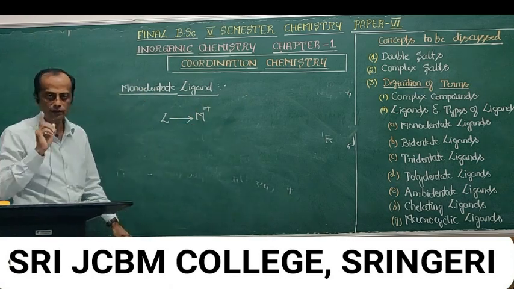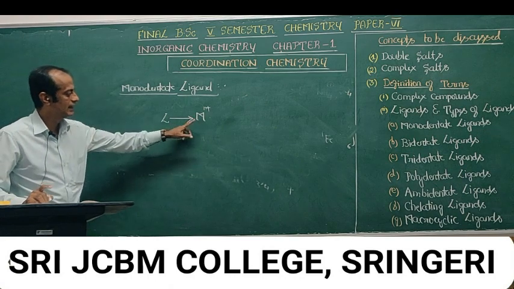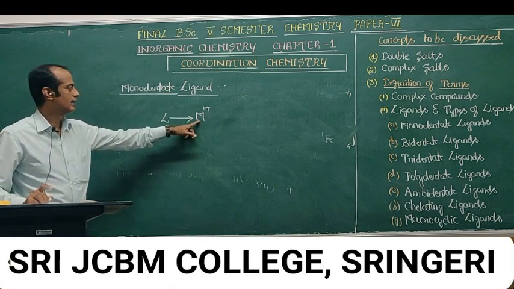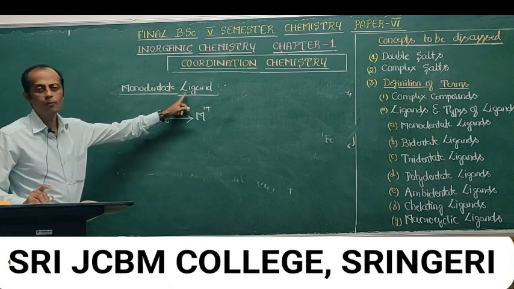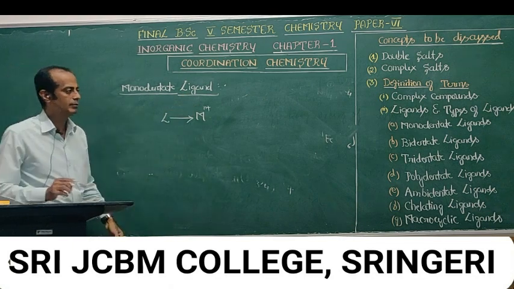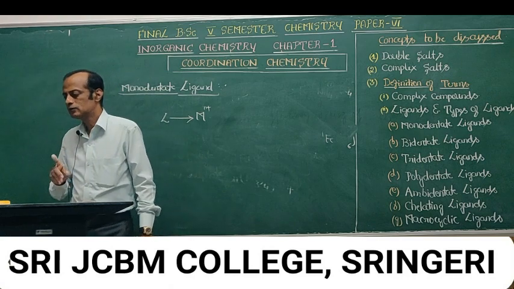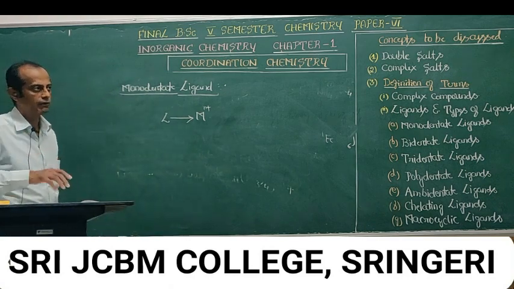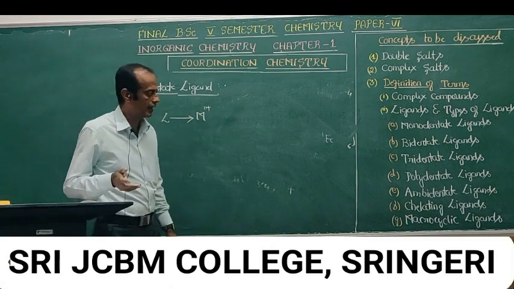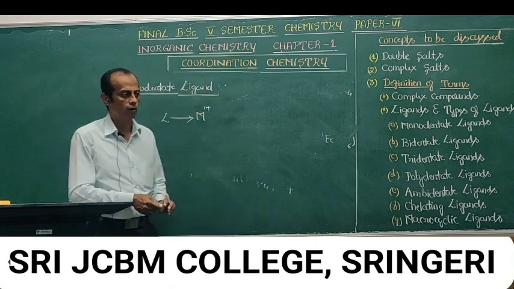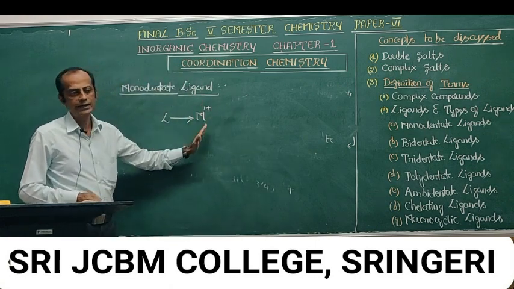As a result, one coordinate bond is formed between the ligand and the central metal ion. So that type of ligand is called a monodentate ligand, or it can be defined as a ligand which has only one donor atom through which it can donate one pair of electrons to the central metal atom or ion to form a coordinate bond.